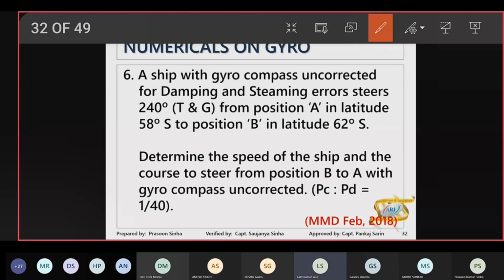Sir, in the question paper PC upon PD equals 40 by 1 is given. 40 by 1 is given, right? Yes sir, 40 by 1. Okay, so that's where I made a mistake. It is actually 40 by 1. So please correct it. PC by PD is equal to 40 by 1. 1 by 40 stays in the mind, so I think I wrote 40 by 1 by 40. So mistake on my part. Typo.